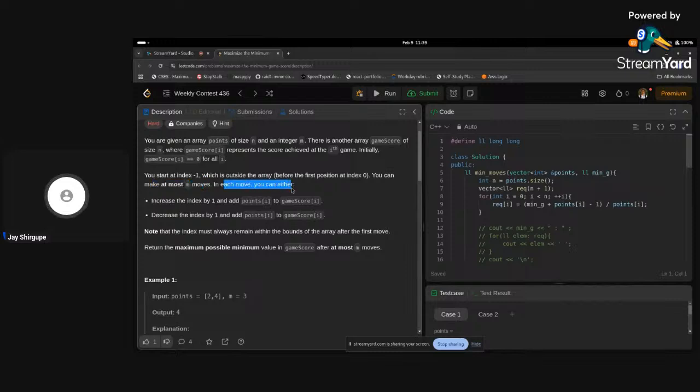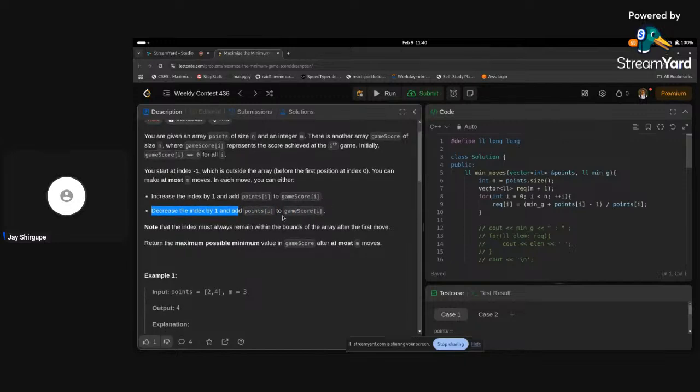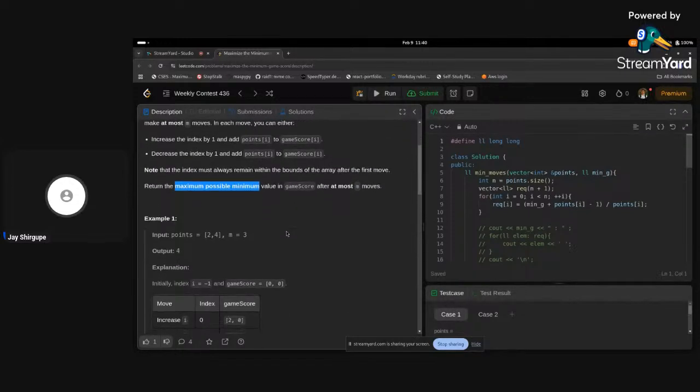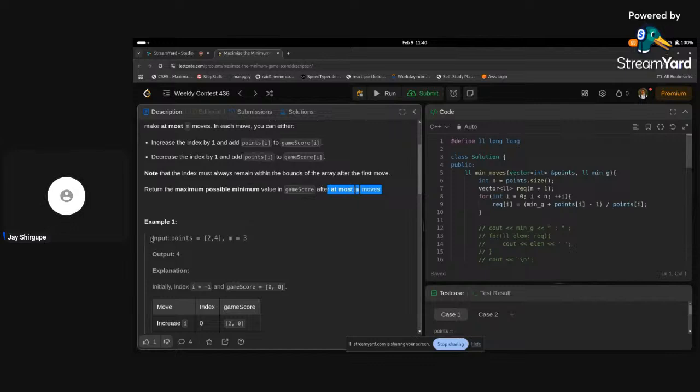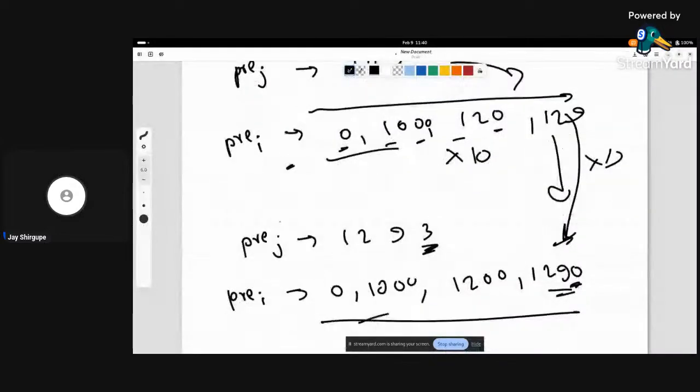In each move, we can do one of the following things: increment our current index by 1, and after incrementing, we reach index i, then add points of i to game score of i. Or we can decrement our current index by 1, and then add points of i to game score of i. We also had to ensure that the index always remains in the bounds of the array after the first move. And what we had to do was maximize the minimum value in game score of i after at most m moves. So let's look at an example to understand this problem better.